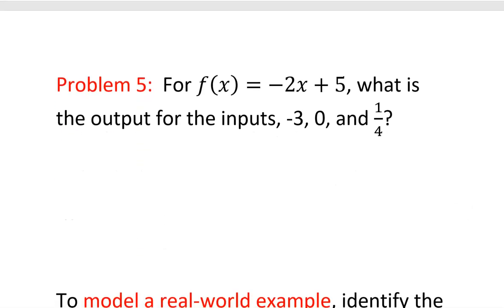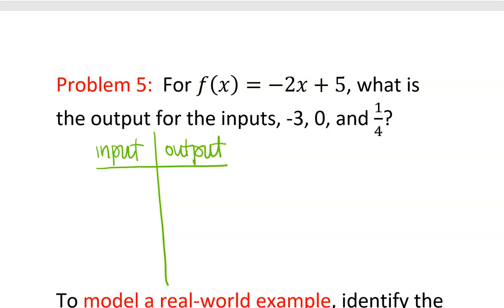For f of x equals negative 2x plus 5, what is the output for the inputs negative 3, 0, and 1/4? If you want to do this in a little table format: input, output. The output is f of x, the input is x. So negative 3, 0, and 1/4.